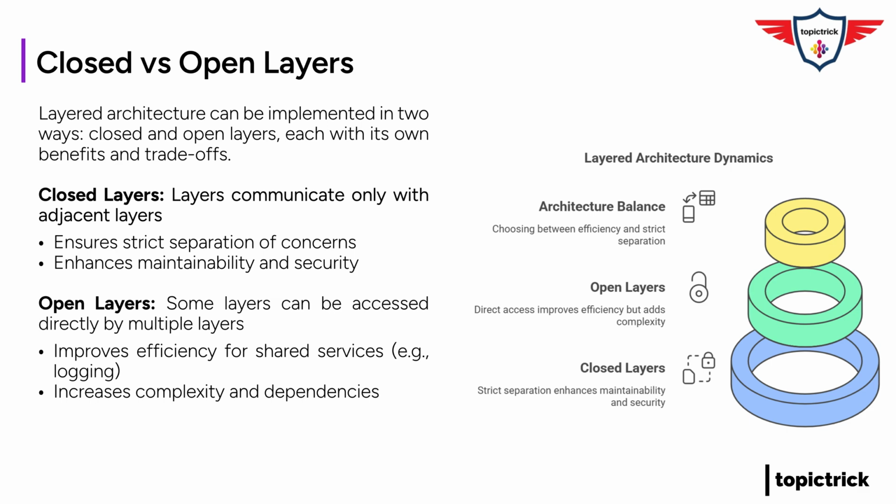Exactly. You gain some efficiency by sharing functionality, but you might also introduce more complexity because now those layers are more connected. So how do developers figure out when to use closed versus open layers? It really comes down to carefully weighing the pros and cons based on the specific needs of the application. Sometimes, the benefits of sharing outweigh the risks of those dependencies. Other times, that strict isolation of closed layers is really important for keeping the software stable and easy to work with. This is making a lot more sense now.